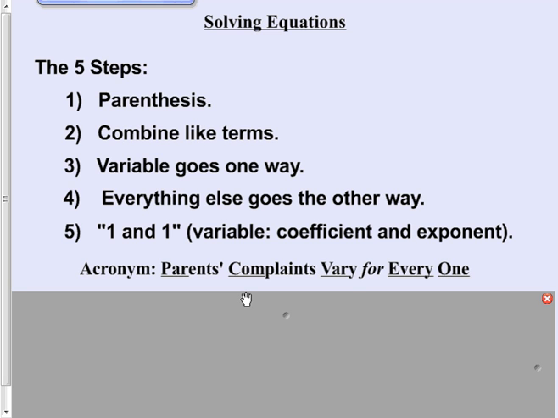Now, of course, I've got my silly little explanation to try to help you remember it. Parents' complaints vary for everyone. The reason I wrote this or picked this is because the first few letters of each of the words in the acronym are very similar to the first few letters of each of the 5 steps. PAR from parents for PAR in parentheses, COM in complaints for CON in combined in step 2, and so on.